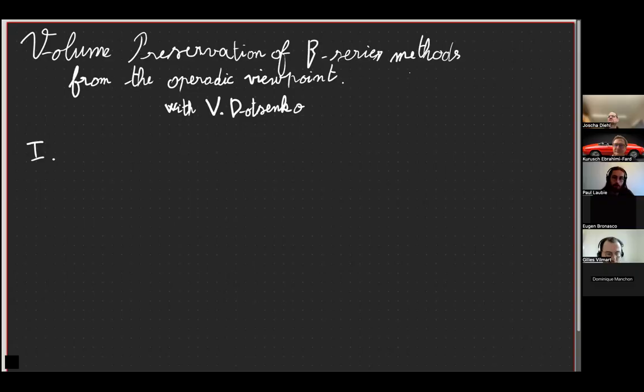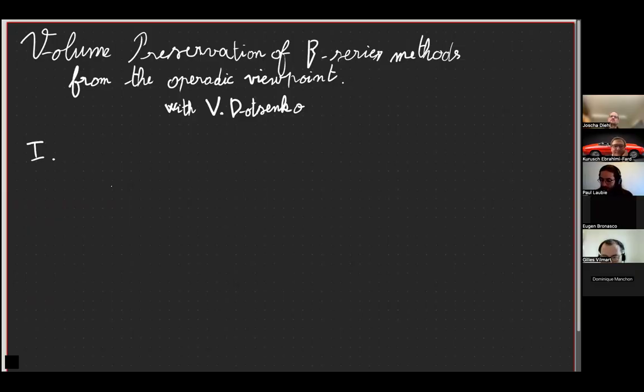The title is maybe slightly misleading, because we already know the theorem that says that we don't have any volume preserving B-series methods. So the goal is to prove this using some operadic tools. And also we can extend B-series methods by looking at aromatic B-series methods. And if we have time, maybe we will see that we can also understand those from an operadic point of view.